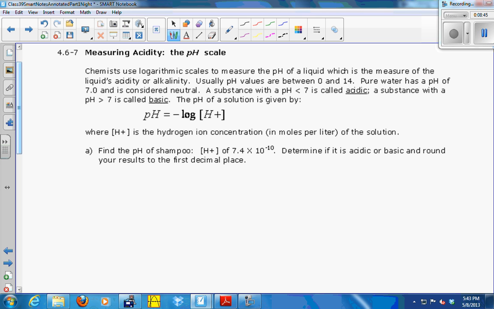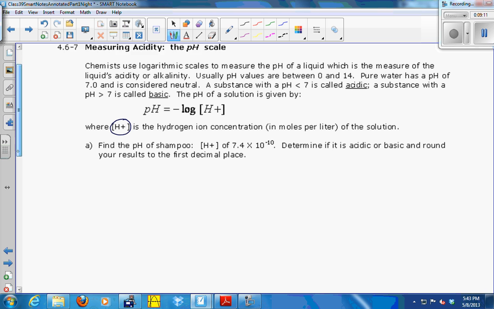So the way we calculate pH is you take the negative log of the concentration of hydrogen ions. So this notation just represents a number, and it's the concentration of hydrogen ions. And we measure it in moles per liter. If you've taken any chemistry, that makes sense to you, and if it doesn't, it's just a unit, right?